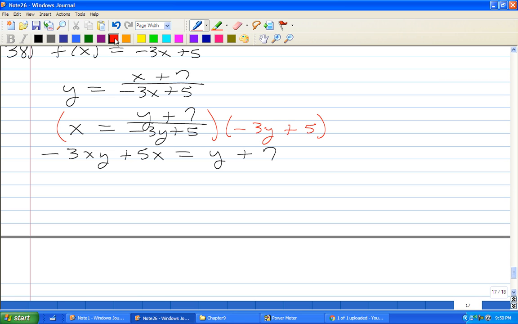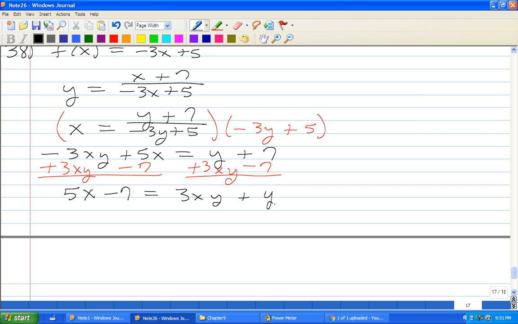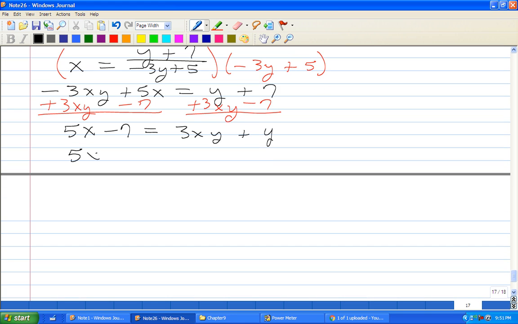Now let me add 3xy, and subtract 7 from both sides of my equation. And so I get 5x minus 7 is equal to, maybe I'll do the 3x first, 3xy plus y. And so I get that 5x minus 7 is equal to, factoring out a y, 3x plus 1 times y.